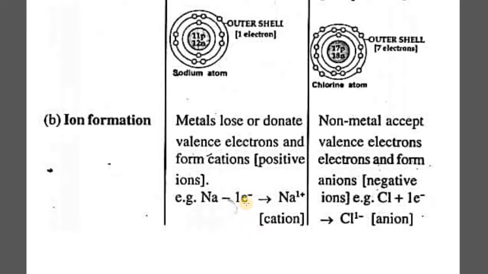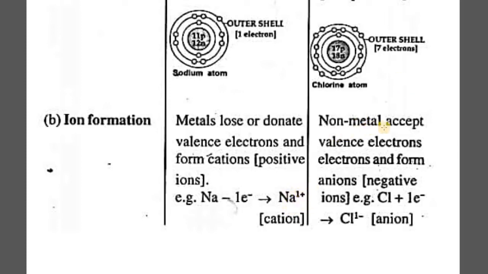So when it loses one electron, one positive charge is created because the electrons are now fewer in the ion in comparison to the protons, which are already 11. So in the sodium ion, the number of protons is 11, whereas the number of electrons is just 10, and therefore the overall charge which appears on the sodium atom is +1.